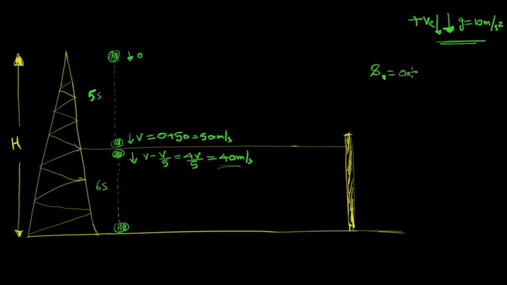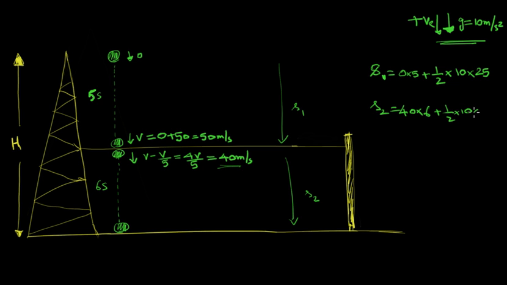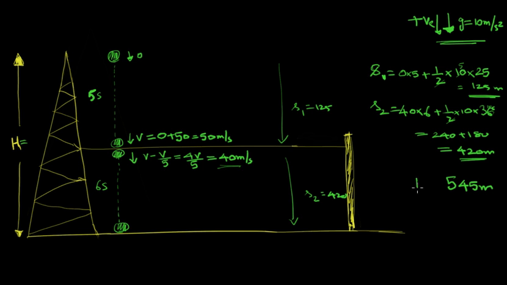I can start by writing down that this displacement, let's call that S1, is ut, 0 into 5, plus half a t square. And S2, which is this displacement, is 40 into t, where t is 6 seconds, plus half a t square, and t square is 36. Now if I calculate this, this becomes 5 into 25, 125 meters. And this is 240 plus 180, which gives me 420 meters. So my total displacement, or the total length traveled, which is the height, is 420 plus 125, which is 545 meters. So this is my total height of the building.